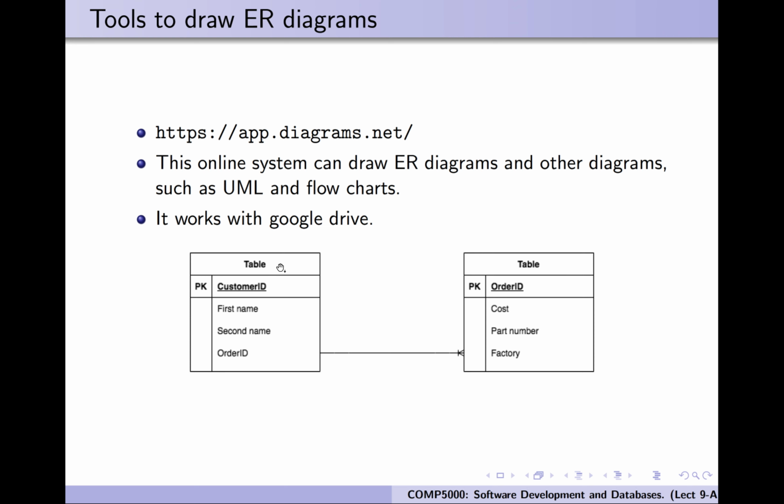This is one example of drawing one of these diagrams. Here's my table, with the first name and second name, so here are the attributes. And here's the key, the primary key. Here's another table, which should probably be called by a different name. You can see they're connected, so the customers are related to orders. And you can see the crow's foot notation there. And you can draw with this URL. Okay.